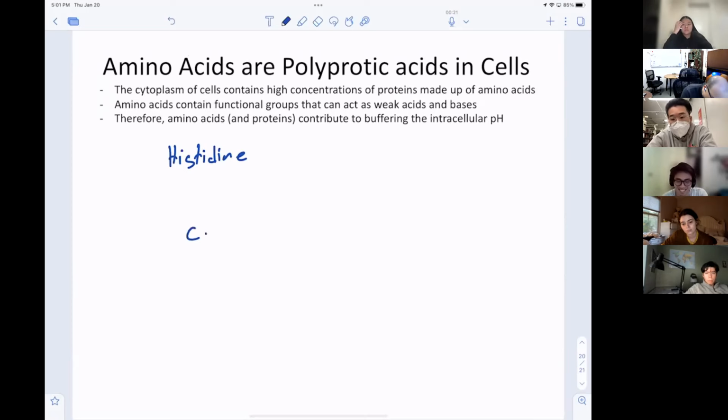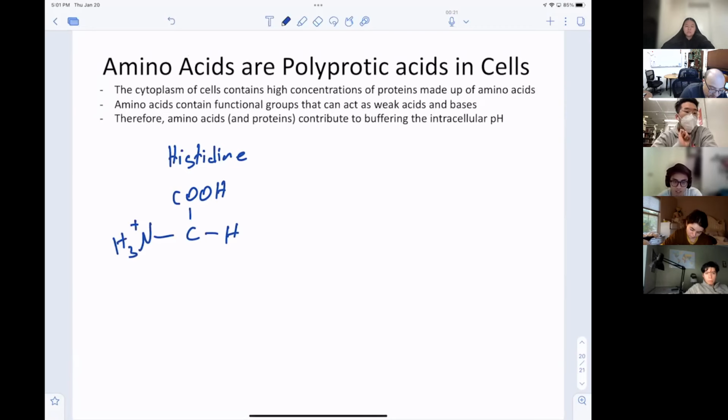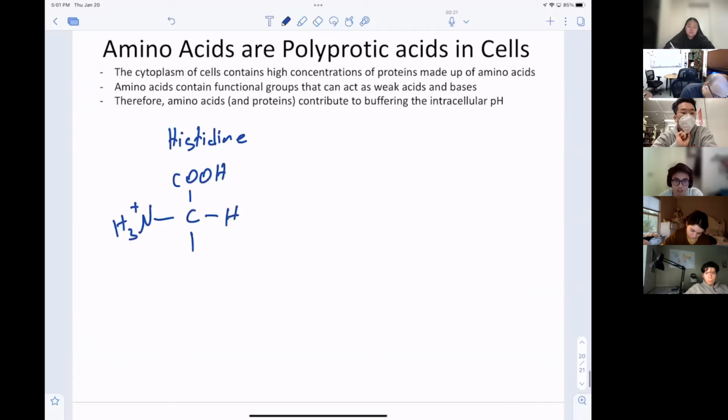I'm going to draw it a little bit differently than we usually draw it, because I'm going to put the carboxylic acid right here. And this is the amino group right here. I do expect everyone to know the carboxylic group and amino group. Histidine has a really unique feature, what we call the imidazole ring, a ring that looks like that.